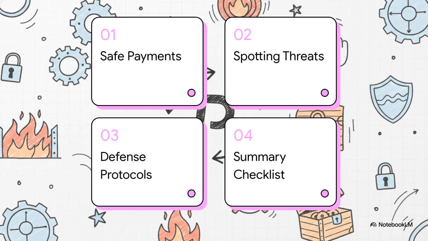Here is our survival guide map for today. First up, the anatomy of safe payments. Second, spotting payment threat vectors. Third, pioneer defense protocols. And we'll wrap it all up with a summary action checklist.